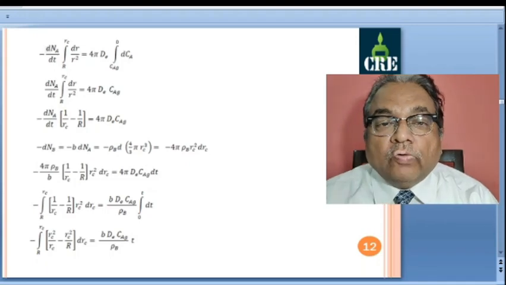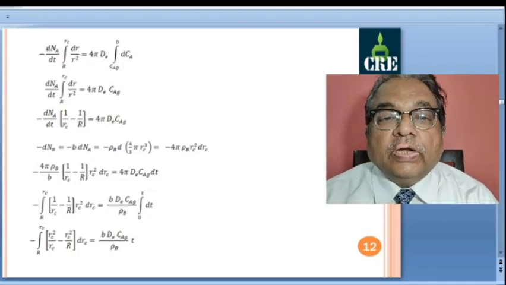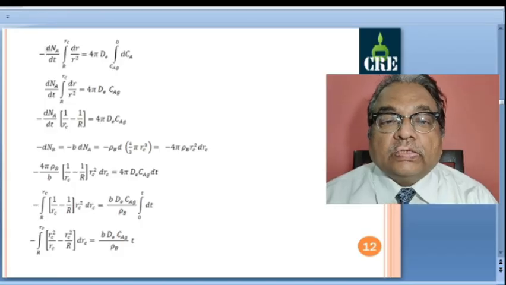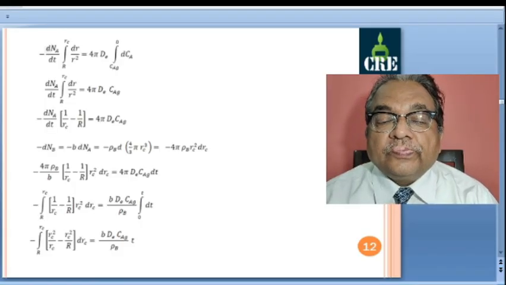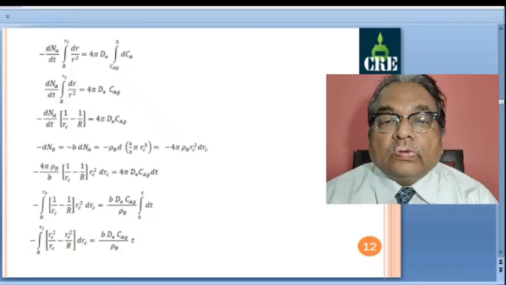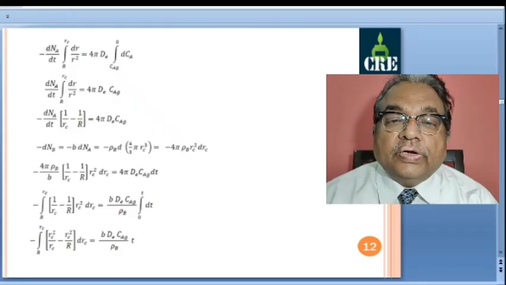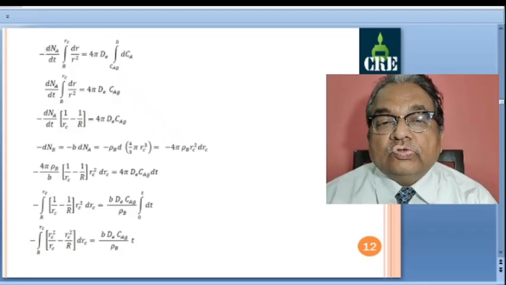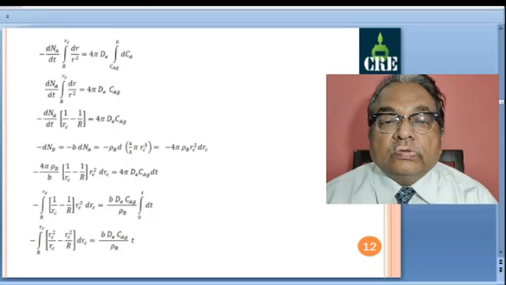So, we have here minus dNA by dt dr by r square will be equal to 4 pi dE dCA. We have separated the variables from the earlier equation and we can integrate this on both the sides to solve this differential equation.